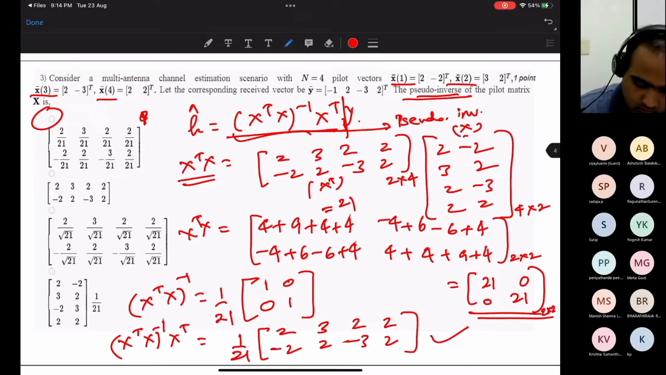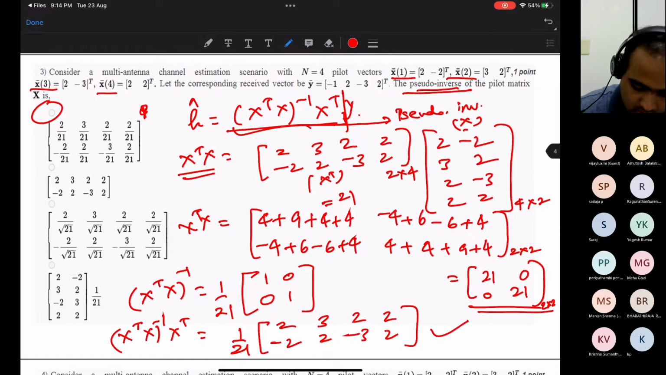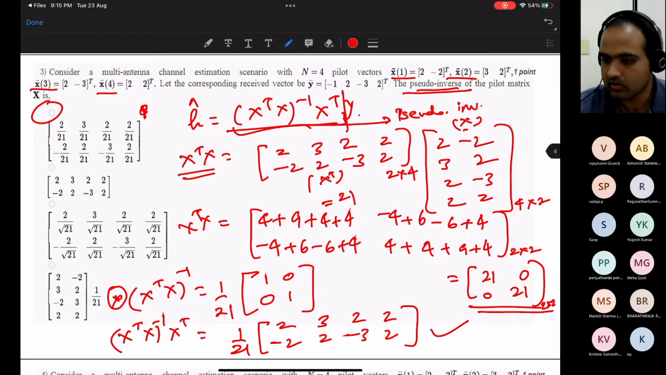Now what do we need? We need to compute the inverse of this matrix. What is the inverse of this matrix? The inverse will be basically 1 by 21, 1001. I hope you know how to compute the inverse. You need to find out the determinant, and then you need to find out the cofactors of each part.